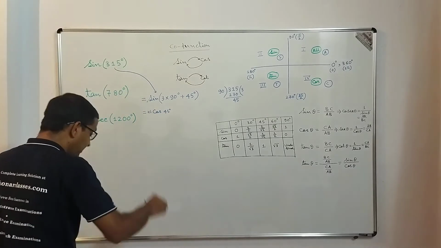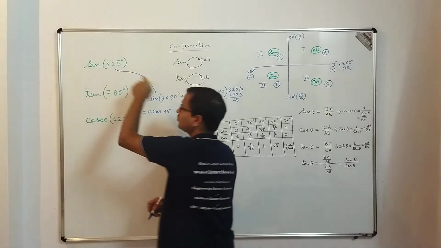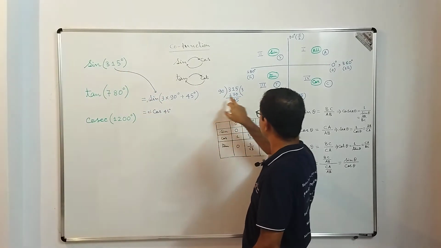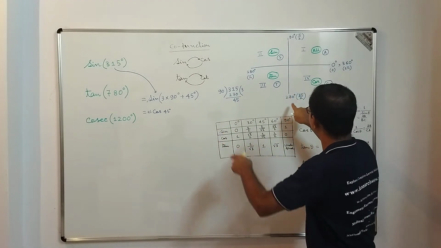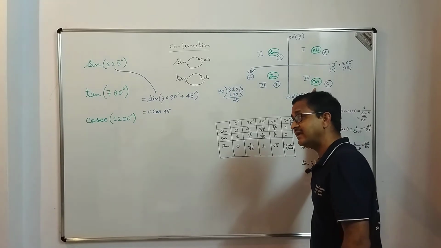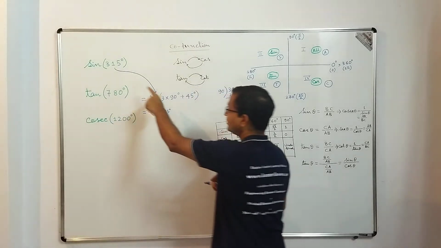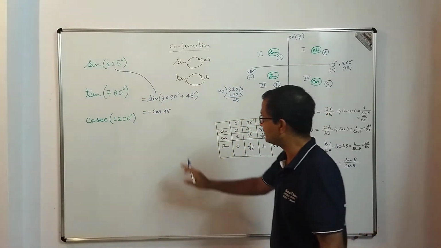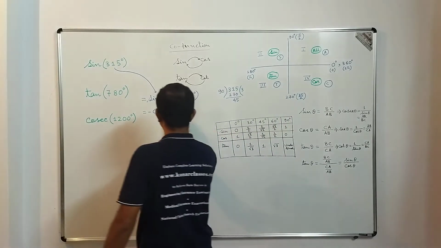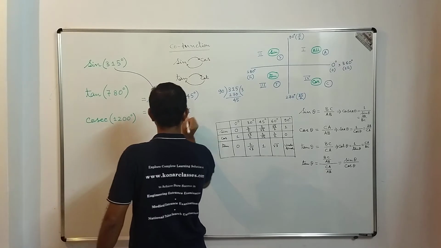Whether it is plus or minus, that depends on in which quadrant this entire angle 315 degree is, and in that quadrant whether sine is positive or not. So what we see, dear students, is that 315 degree is in the fourth quadrant, and in the fourth quadrant sine is negative, so we keep it as negative. So the value of sine 315 degree is nothing but equal to minus cos 45 degree. And what is the value of minus cos 45 degree? That is minus 1 by root 2.